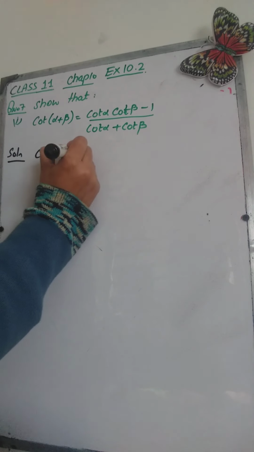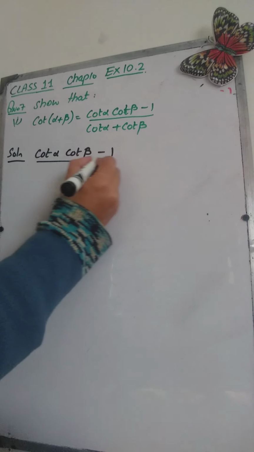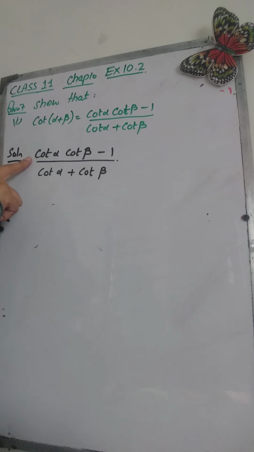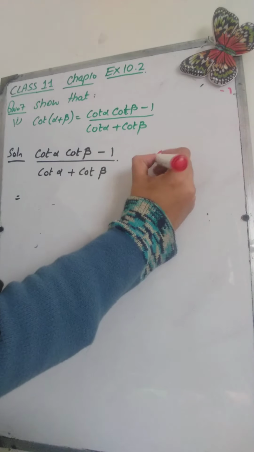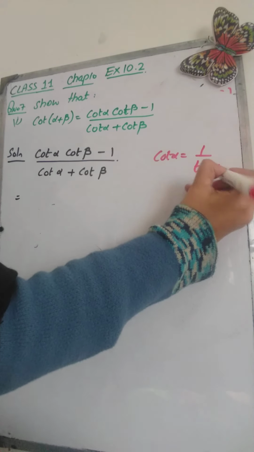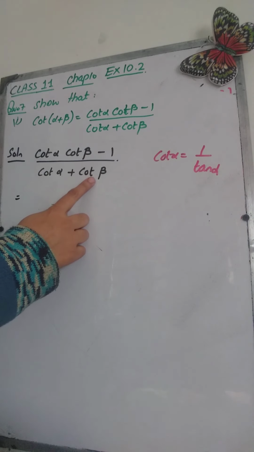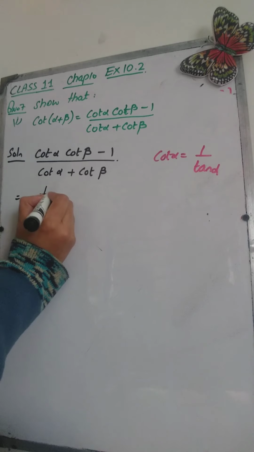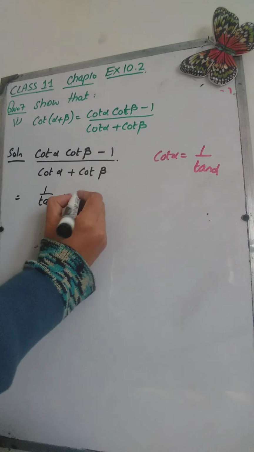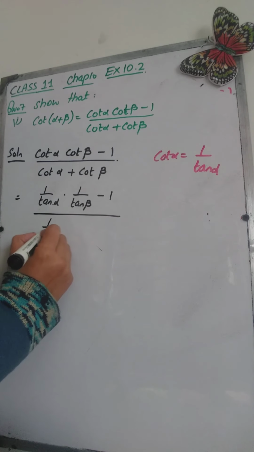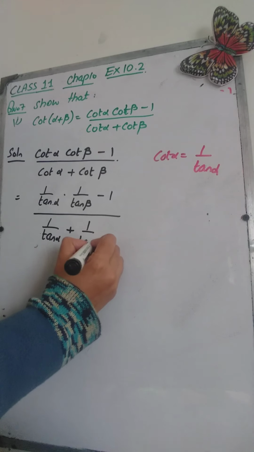So taking the right hand side, cot alpha cot beta minus 1 over cot alpha plus cot beta. Now over here we know that tangent alpha and cotangent alpha are reciprocals of one another. So cot alpha can be written as, we know that cot of alpha is equal to 1 over tangent alpha. So using this identity I am going to write cot alpha as 1 over tangent alpha, cot beta is 1 over tangent beta, and the same over here. Cot alpha is equal to 1 over tangent alpha into cot beta will be 1 over tangent beta minus 1 over cot alpha, that is again equal to 1 over tangent alpha plus 1 over tangent beta.